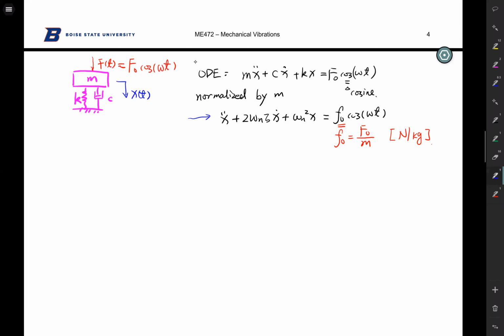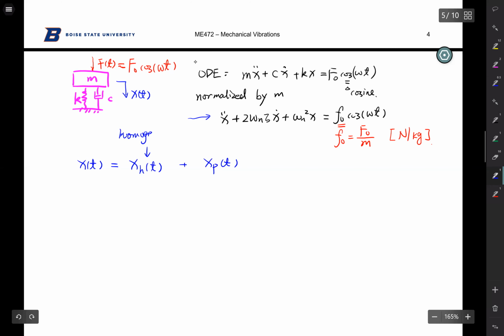So what we have is we know that our solution is x(t), because it's an inhomogeneous ODE, we have 2 parts. We call the first part the homogeneous solution, or in this class we call it transient. And then the second one we call the particular solution, or steady state.